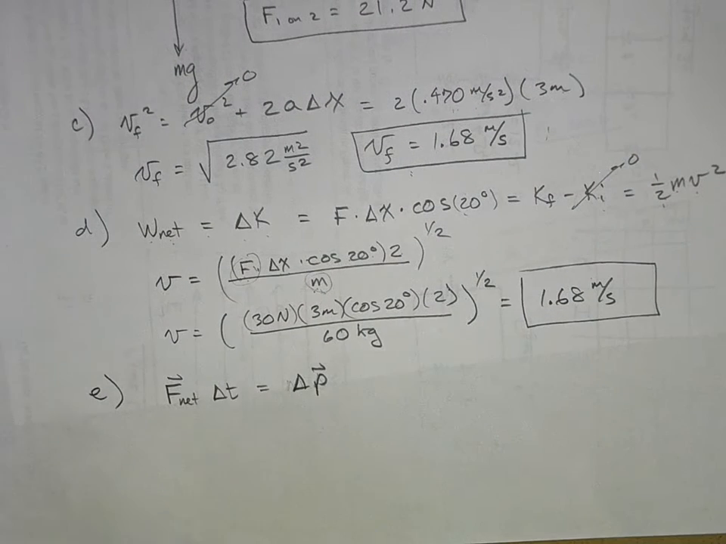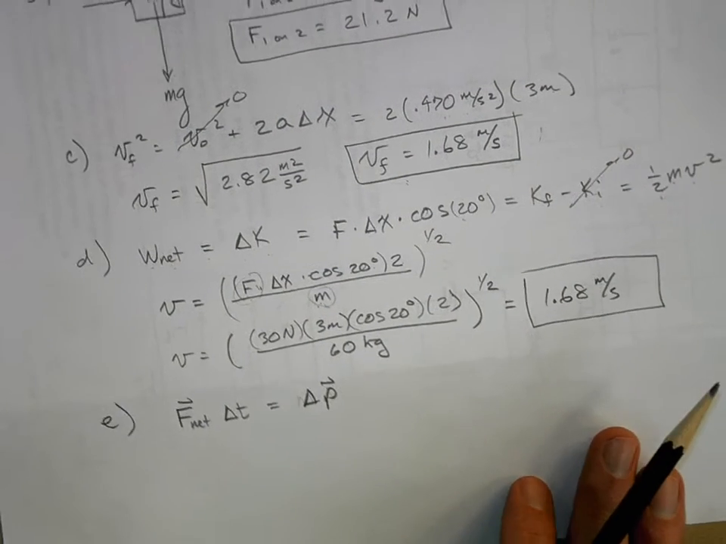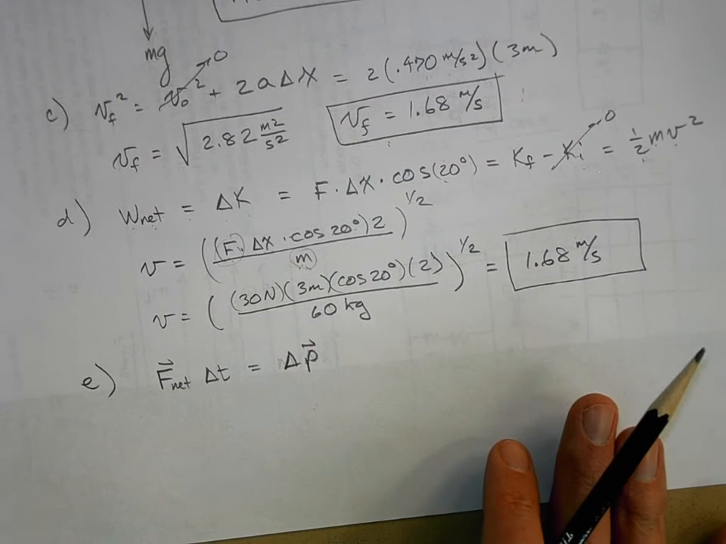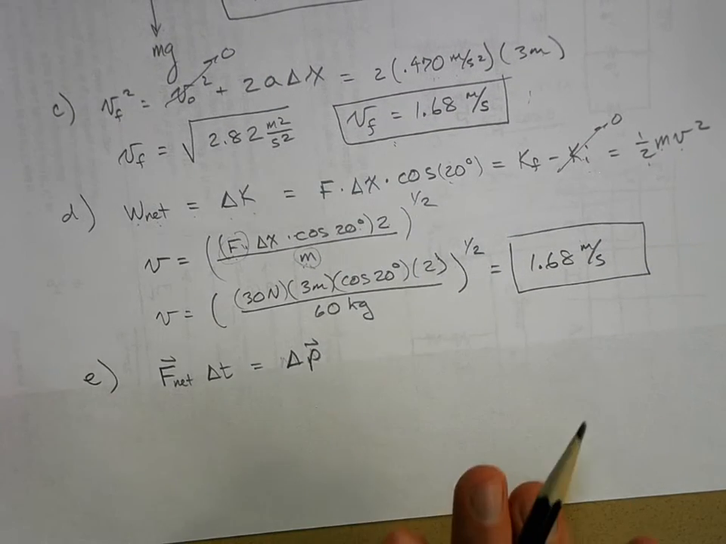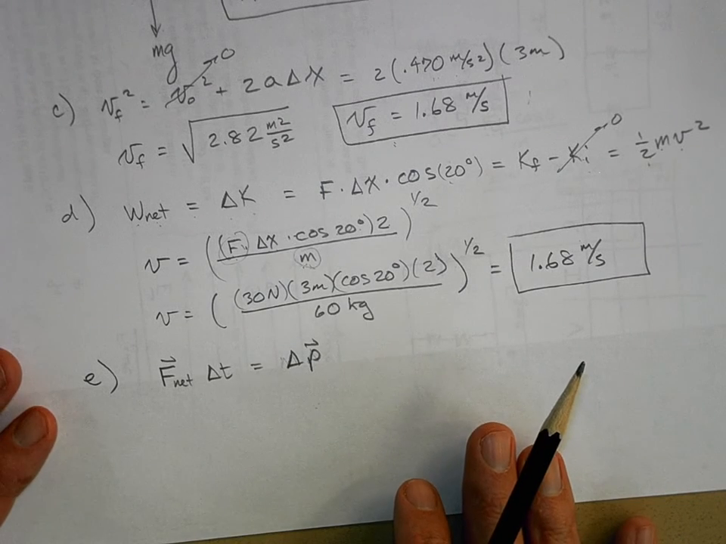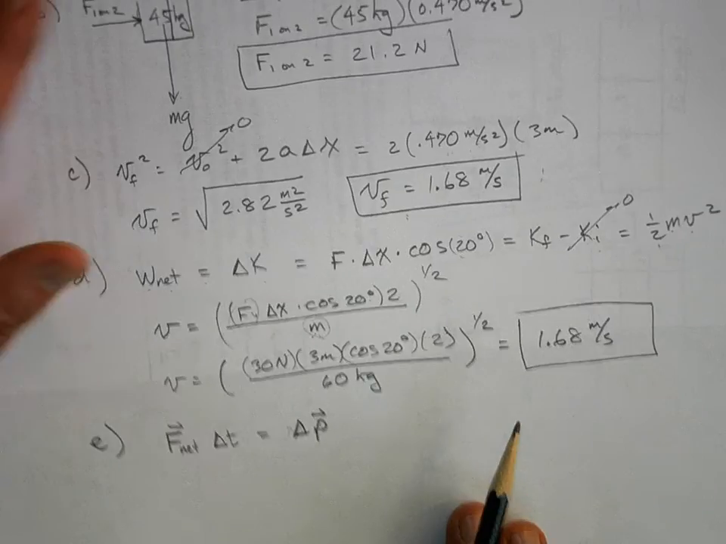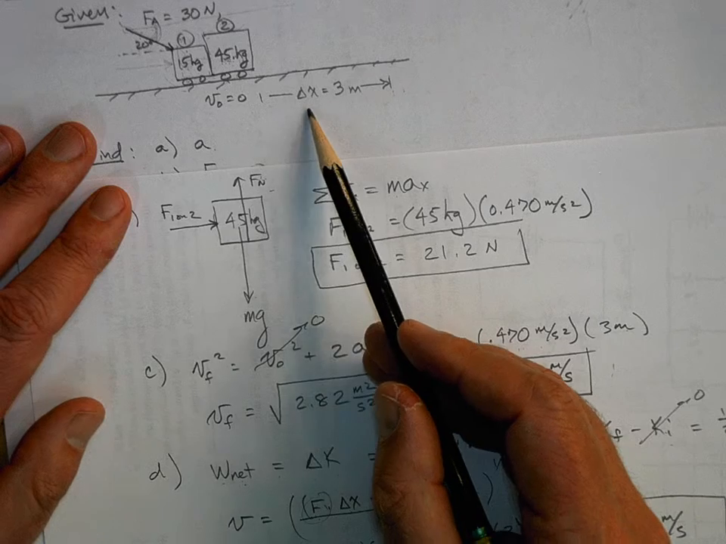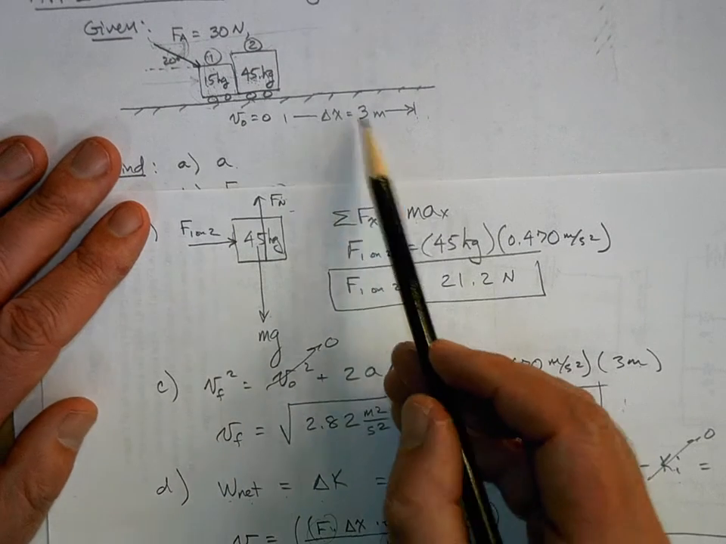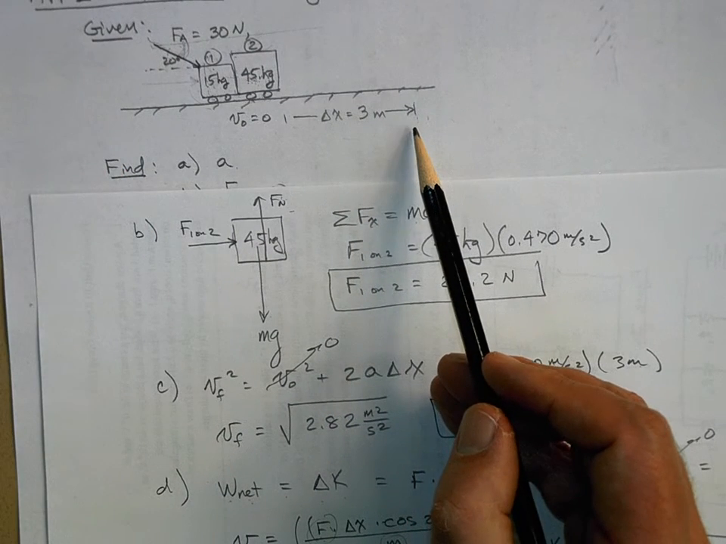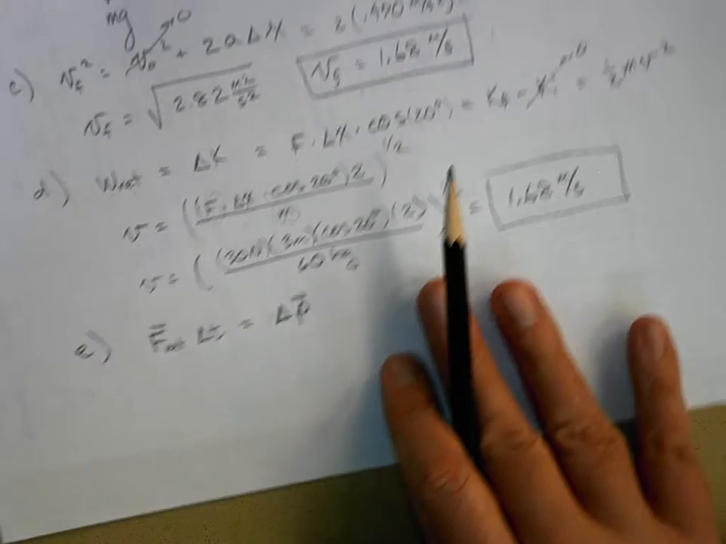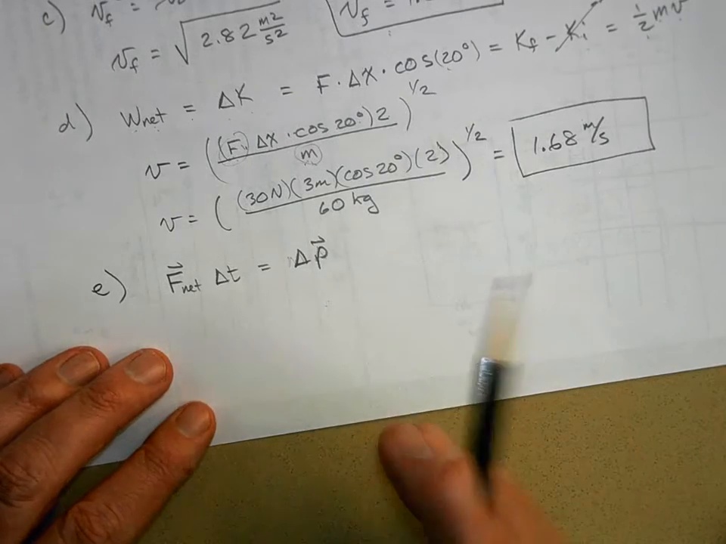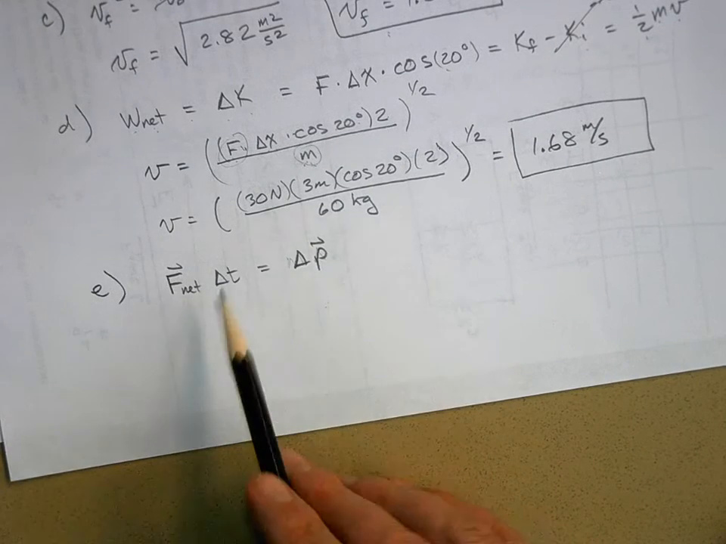Now, we really wouldn't use impulse momentum to solve this problem because the other two methods that we've done are better based on what's given. But what if, instead of saying delta x equals 3 meters, I told you t equals 5 seconds? Well, then using the impulse momentum theorem would be easier. But now, let's figure out what these pieces are, though.